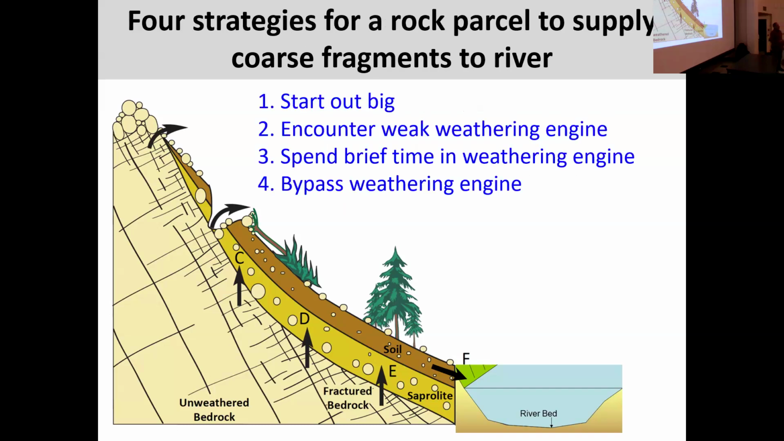One is just start out as big as you can be. And then no matter what happens as you pass through this weathering engine in the hillslope, you'll still be big enough to be bedload. Or you might just figure out how to arrive at the surface where weathering is weak, right? And so you're just not going to change that much in the hillslope before you get to the river. Or figure out a way to just move through fast, so that there's not time for weathering to reduce your size that much. Or be really clever and somehow just bypass the weathering engine entirely.